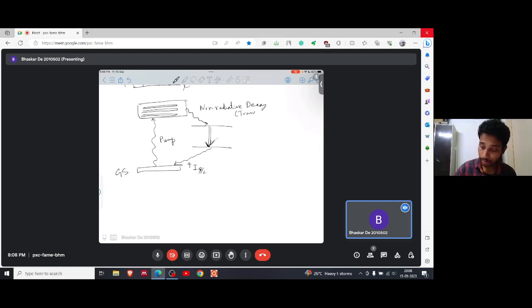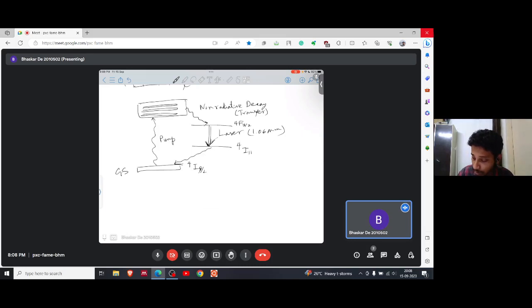So this is the transfer. You can see that this is a transfer from above, and then we have a lasing action, that is this 1.06 micrometer. So now the lasing action takes place between the level 4F 3/2, and this is 4I 11/2. This is 4I 9/2. Okay, so this is how the transfer from above is happening.